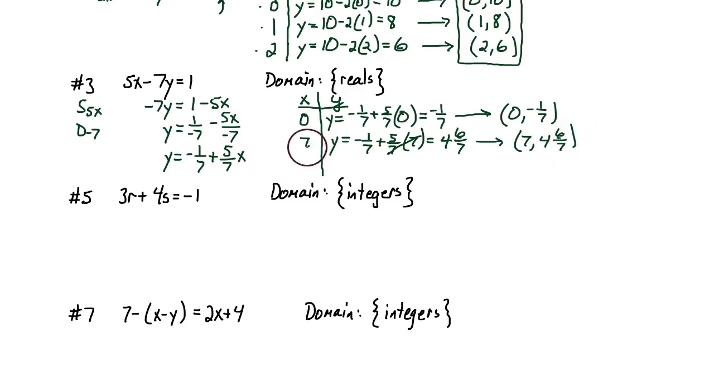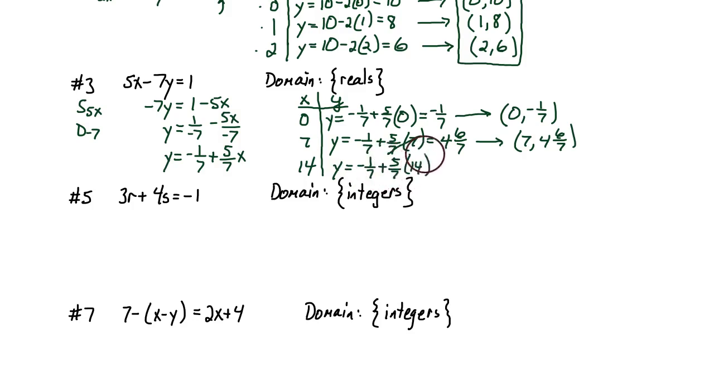You don't have to choose 7 for x. You can choose any number you want. But by choosing a multiple of 7, you can do a little bit of cross-canceling. Let's choose another multiple of 7 for x, this time 14, and follow our pattern to figure out what y is.